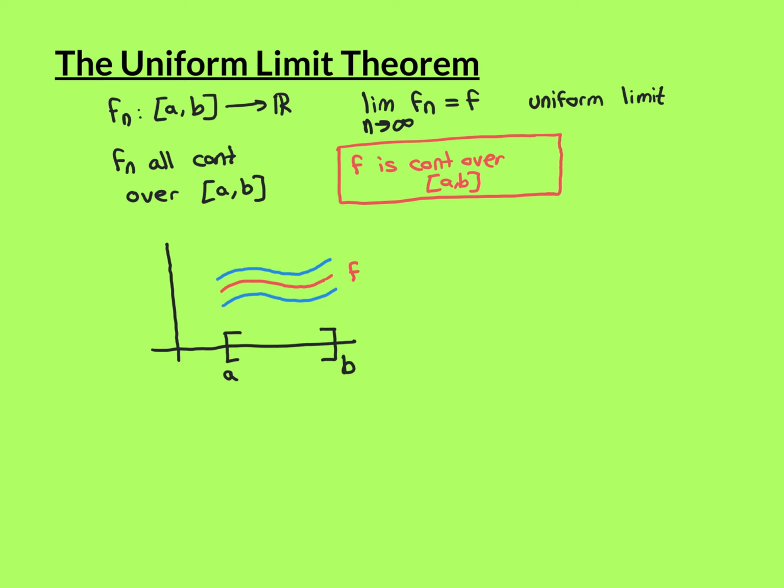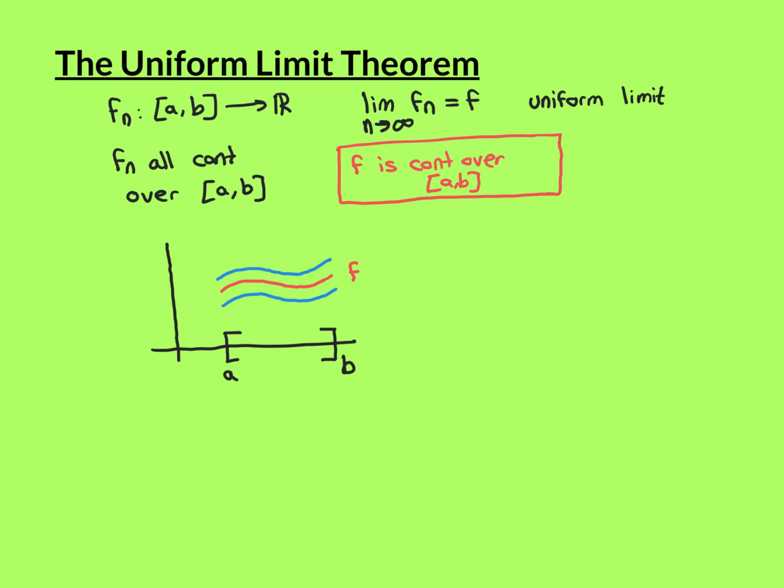So let's now begin the proof of this theorem. So we start with the assumption then that we have this sequence of functions defined on the closed interval AB that are real valued functions that are all continuous everywhere on that closed interval AB. We also start with the assumption that this sequence of functions converges and the limit is f, and this is not just a mere pointwise limit, this is a uniform limit.